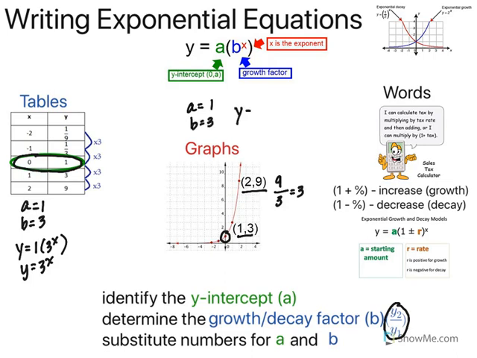Then we can write our equation. Since we know what a and b are, substitute those in. So in this case, we would have y equals 1 times 3 to the x, or y equals 3 to the x.